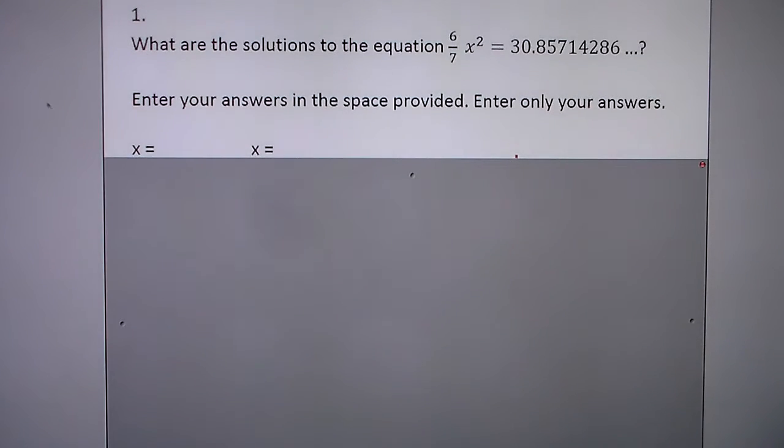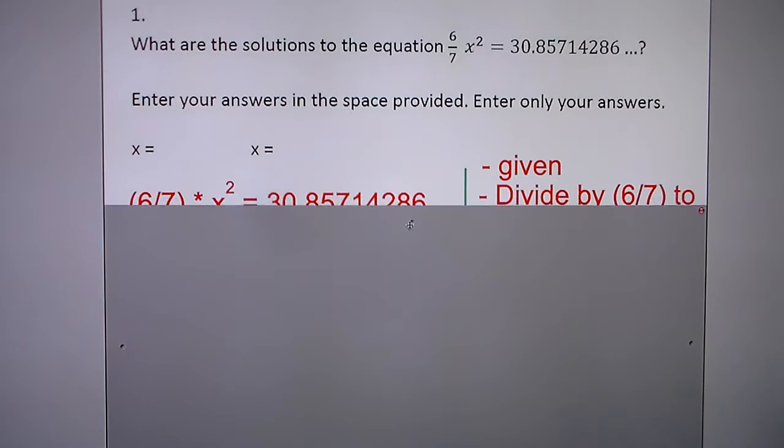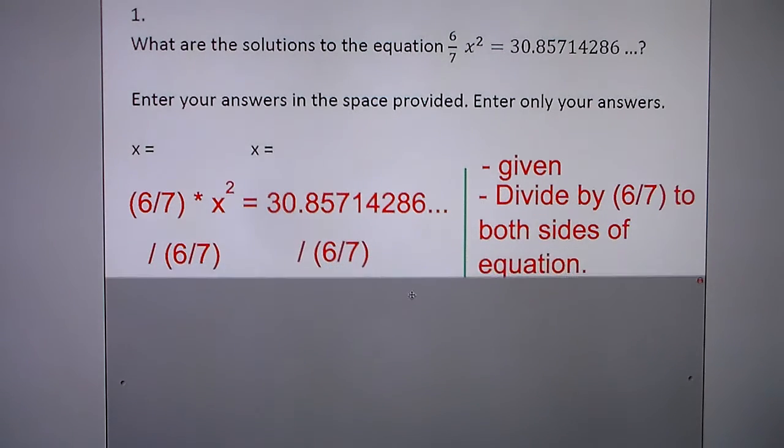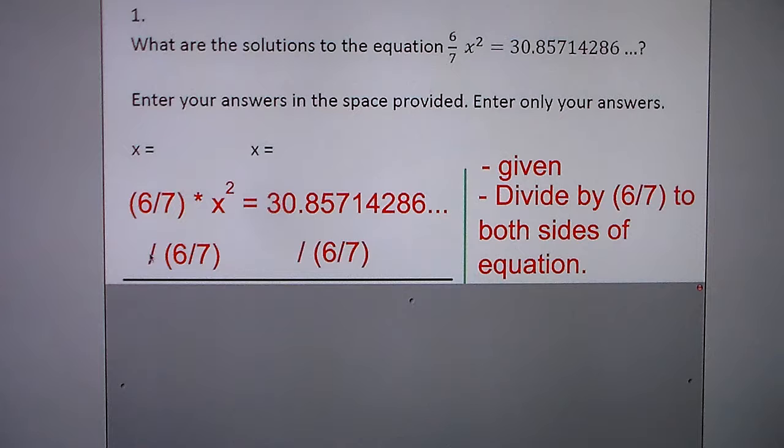So let's walk you through it. First things first, we want to write down our equation: 6/7 times x squared equals 30.85714286. This is our given. Next, we're going to divide by 6/7 on both sides of the equation. As we see here, divide by 6/7 and divide by 6/7 on both sides.